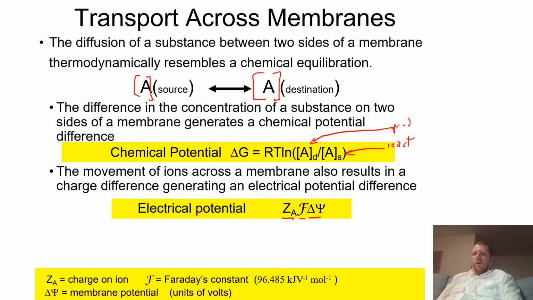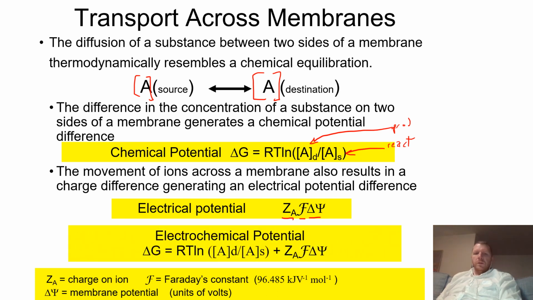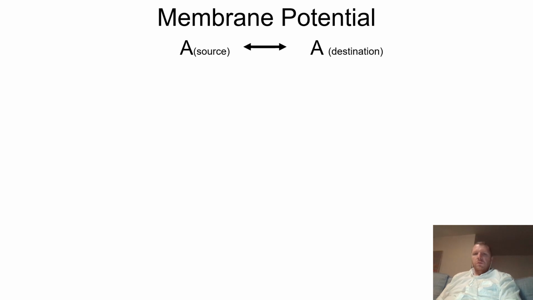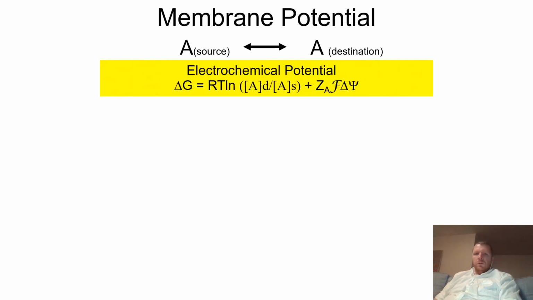Now chances are that I will always give you Faraday's constant, but what it is, 96.485 kilojoule per volt per mole. But everything else will be just a part of the problem, or you'll have to know. So ultimately, what we have is an electrochemical potential that we have to solve for whenever we're talking about transporting something across membrane. So that is going to be delta G is equal to RT ln times concentration of our substance in the destination divided by the concentration of that substance in the source, plus, again, Z sub A times Faraday's constant times delta psi. Now, membrane potential is going to be A of that source times the destination.